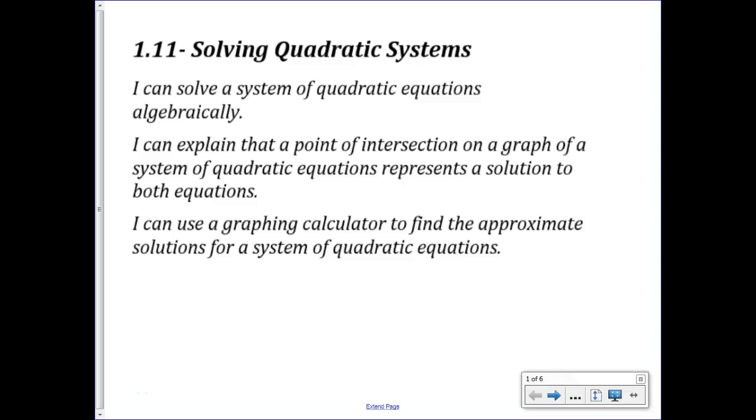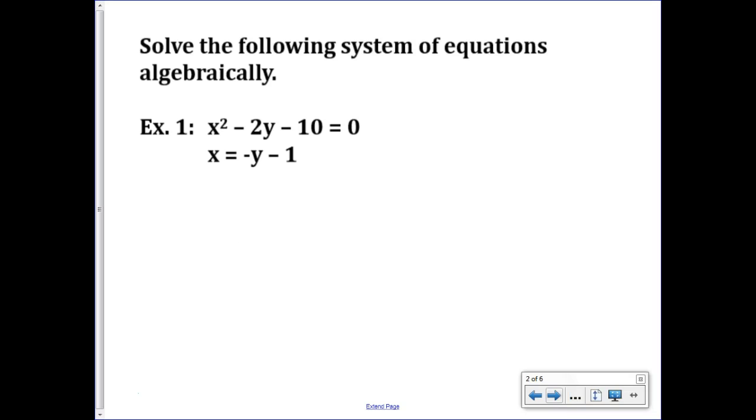Hi guys, for our final lesson in chapter 1, we are going to talk about solving quadratic systems of equations. So we touched on this a little bit at the beginning of the chapter, and we talked about what it would look like if a parabola and a line met up. And so we know that potentially there could be more than one spot where they meet up, depending on where on the curve of that parabola that line touches. So it says solve the following systems of equations algebraically.